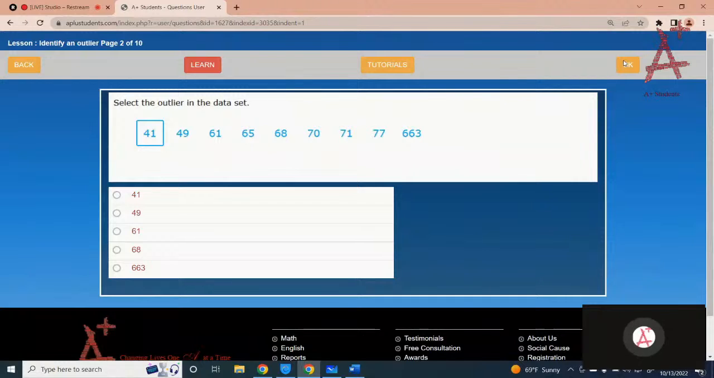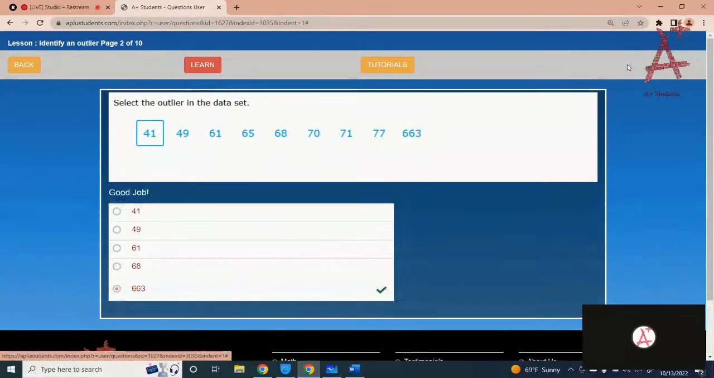Okay, select the outlier in the data set. Again, the outlier is 663 because it is the extreme value in the data. Got it? So it would be 663. So select the correct option and click on the OK button.